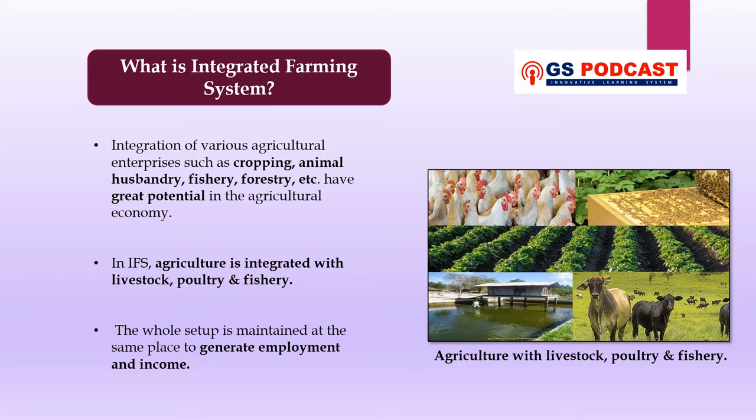So the integration of various agricultural enterprises such as cropping, animal husbandry, fishery, forestry, etc. has great potential in the agricultural economy, as these enterprises not only supplement the income of the farmers, but they also help in increasing family labor employment. And in integrated farming system, agriculture is integrated with livestock, poultry and fishery for better outcomes, and the whole setup is maintained at the same place to generate employment and income. So the integrated farming system is a combined approach aimed at efficient, sustainable resource management for increased productivity in the farming system.